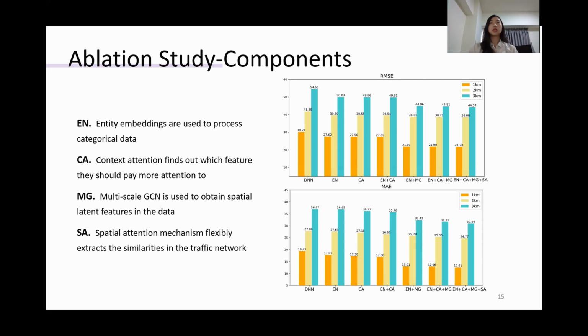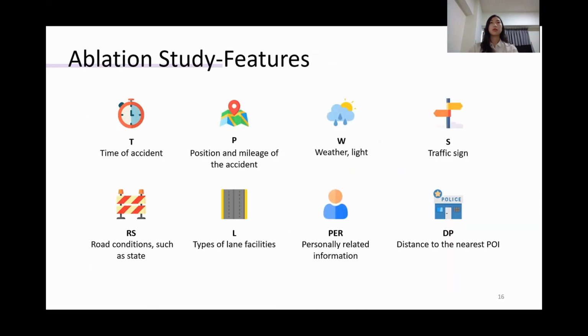According to the figure on the right, we observe that adding EN or CA is slightly better than using the DNN. However, when it comes to the overall model improvement, MG is the most important one, given the significant decrease of both evaluation metrics. Here, we verify the impact of various types of feature combinations on the model.